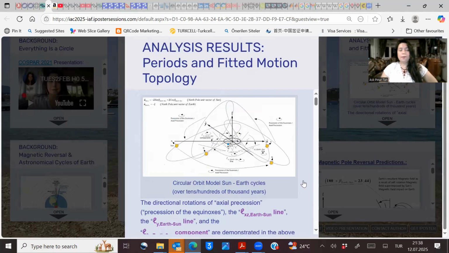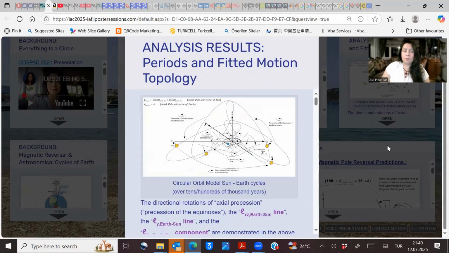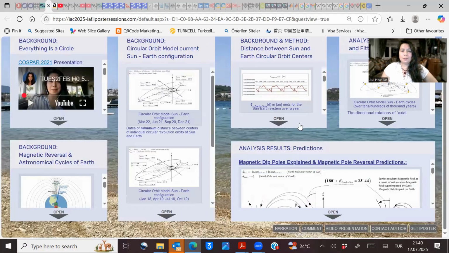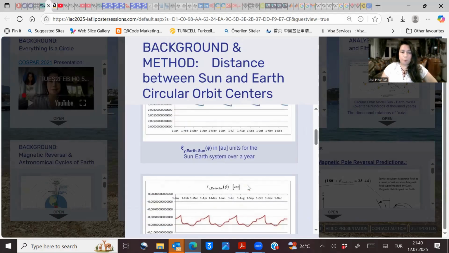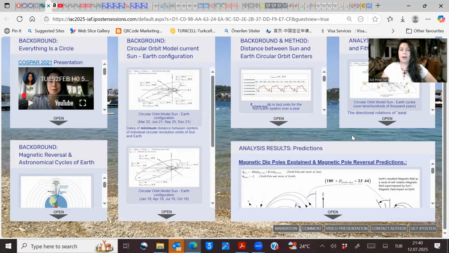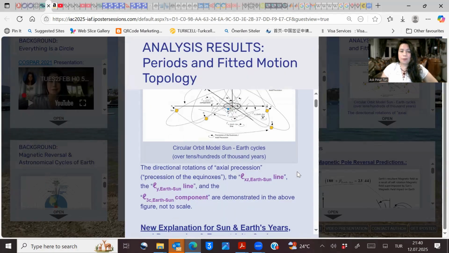So looking at these dominant periods observed, I have sought the best joint model for the periods of the LXZ line, the LY line, and the L3C component, as well as for axial precession. And here's what I came up with.